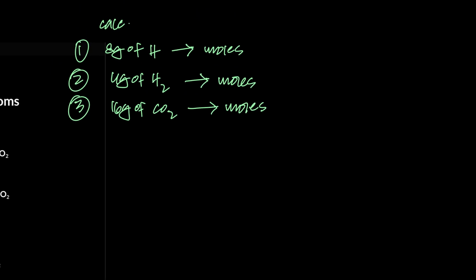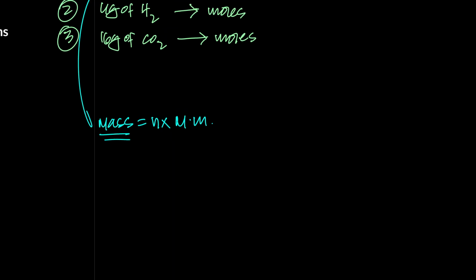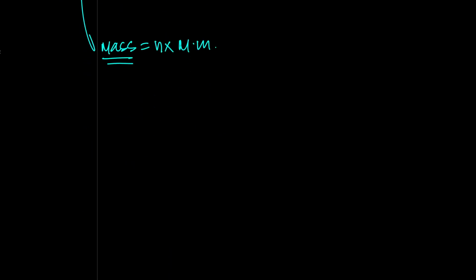So I'm given grams, and I know that grams is obviously mass. So how do I connect mass to moles? If you want to calculate the mass of anything, you'll take the moles and multiply it with the molar mass. Now you're already given mass. What is the mass? That's 8 grams. I need to calculate the moles.